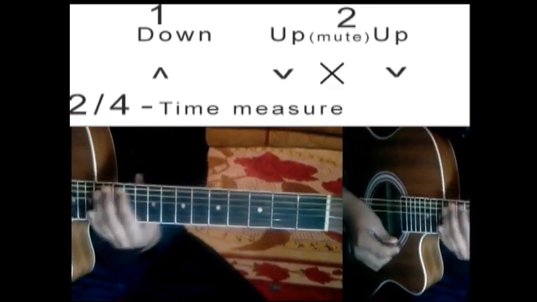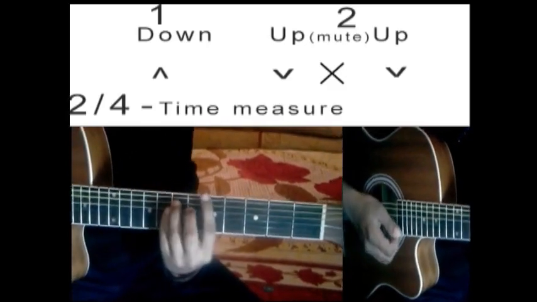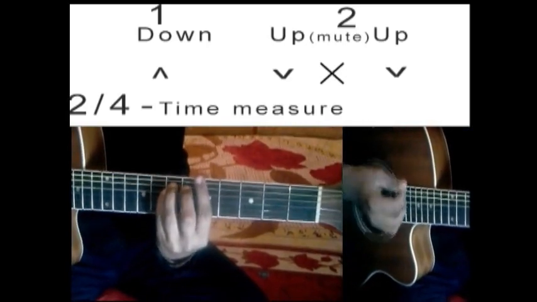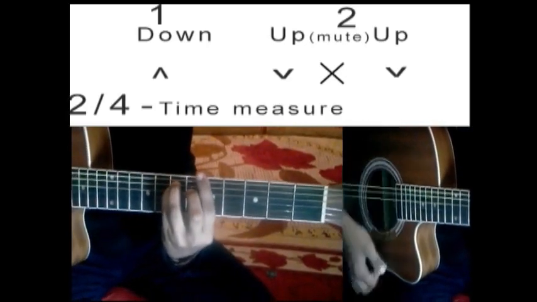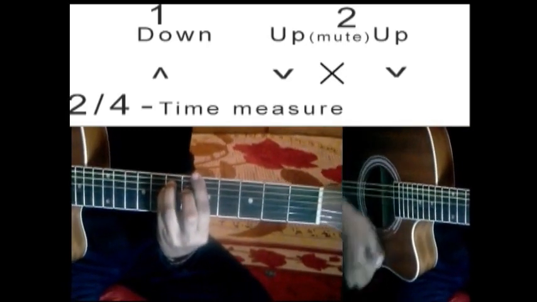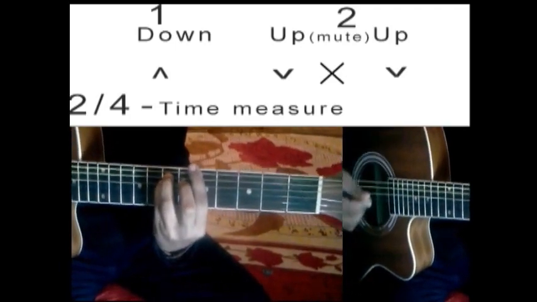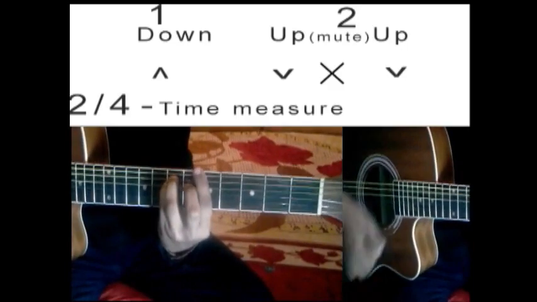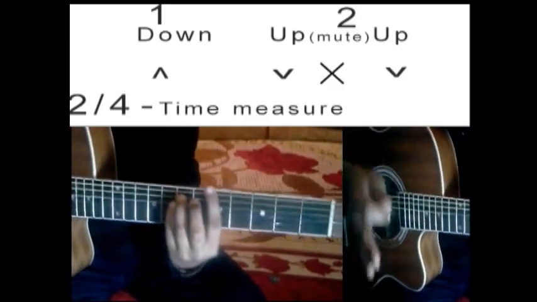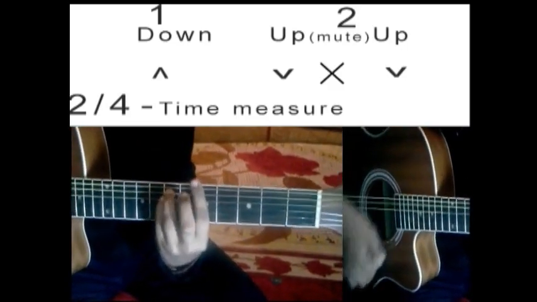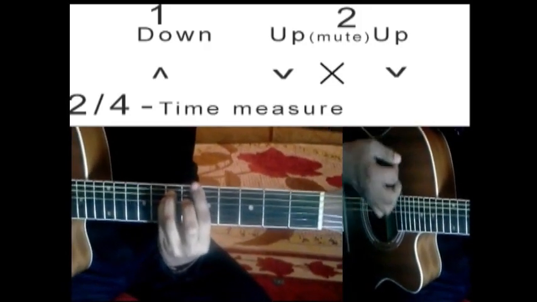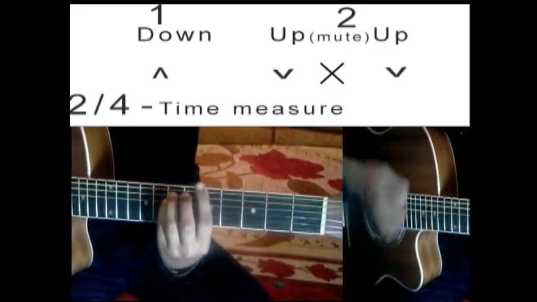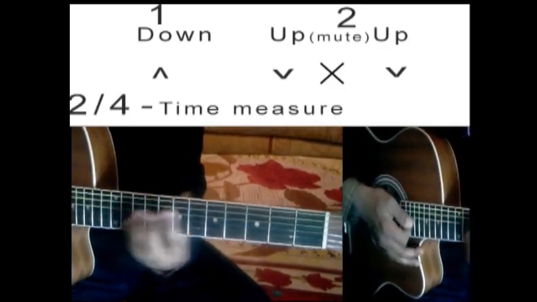I'll show you the strumming pattern of the song. The strumming pattern is very easy, but practice for some time to get the proper timing. The strumming pattern is like this. This is down, up, mute, up, down, up, mute, up. Count in 1, 2, then down, up, mute, up, down, up, mute, up, and repeat.